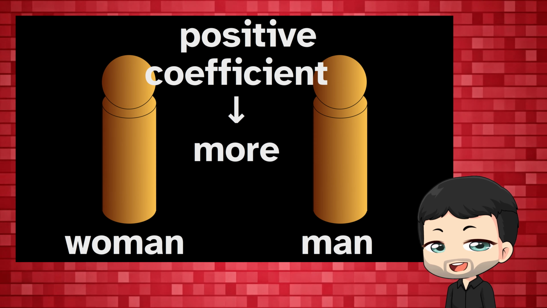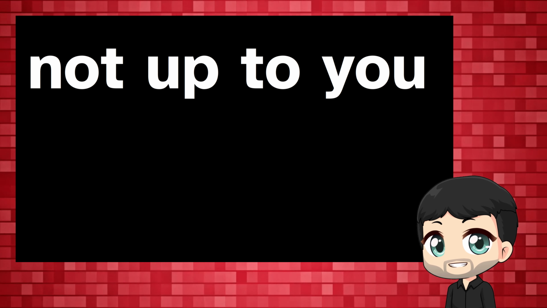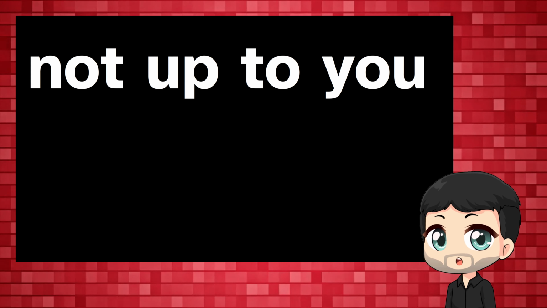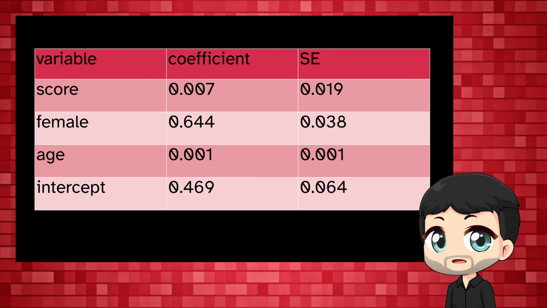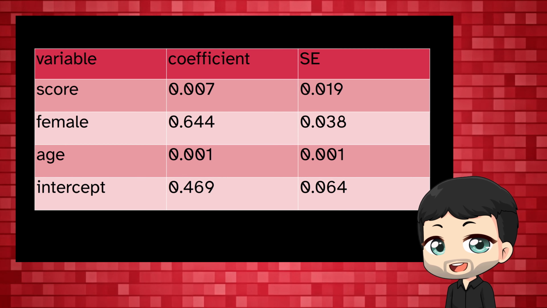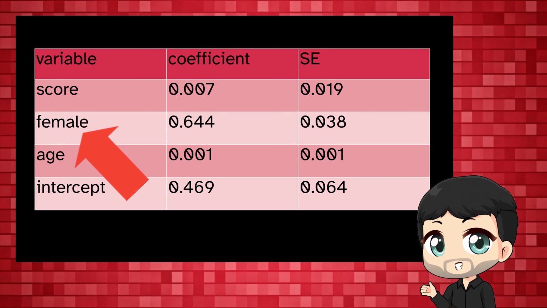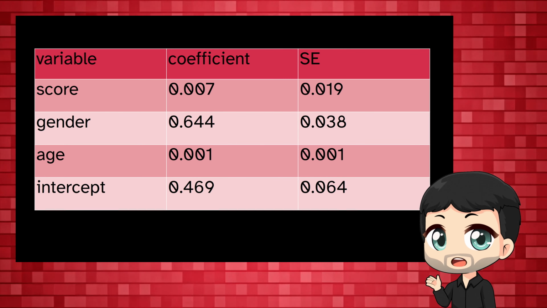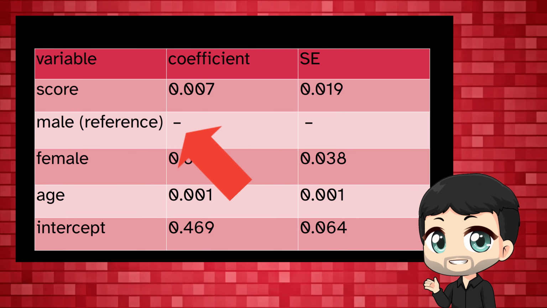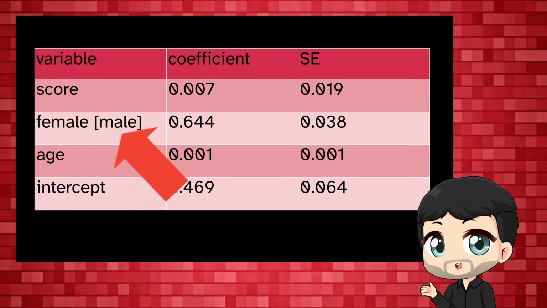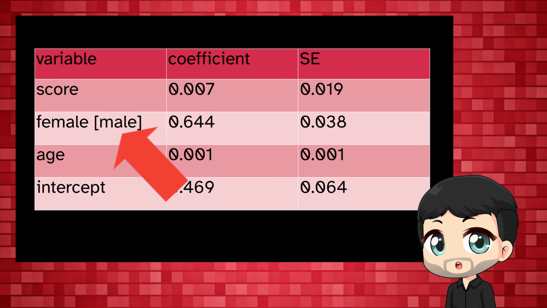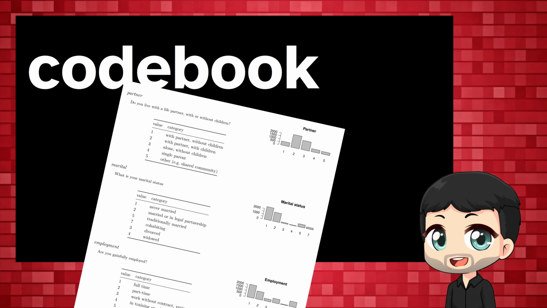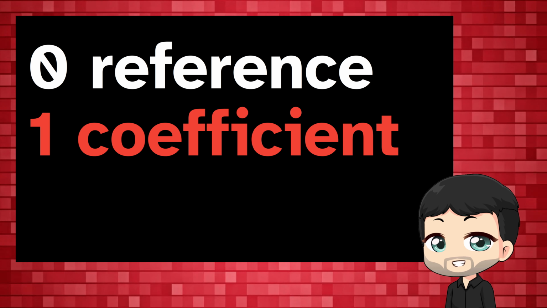But remember, it's not up to you to decide which is the reference. It's what the computer has taken as the reference, so we need to look at the output carefully. If we're lucky, the table or figure will be clear, for example by saying female rather than the unhelpful gender. Some include the reference as a line or a dot without coefficient, or mention the reference in square brackets. If we're unlucky, we'll need the codebook and to see which category has the lower number. Between 0 and 1, 0 is the reference.